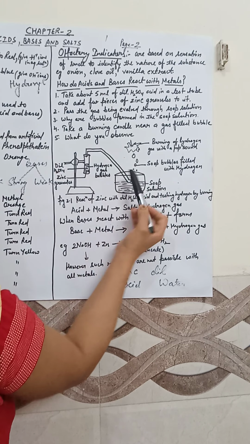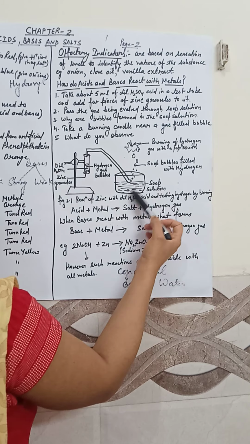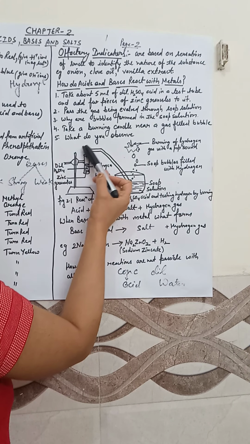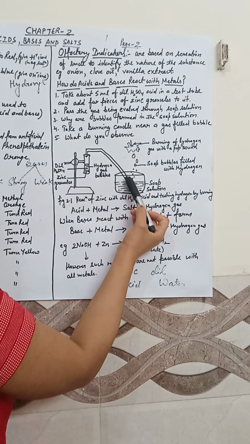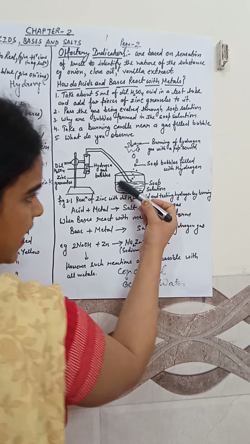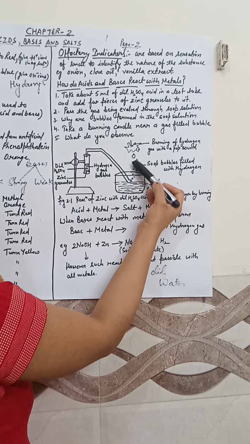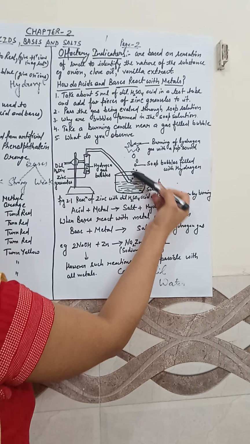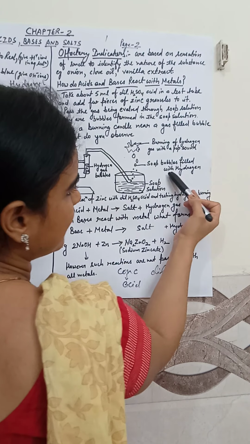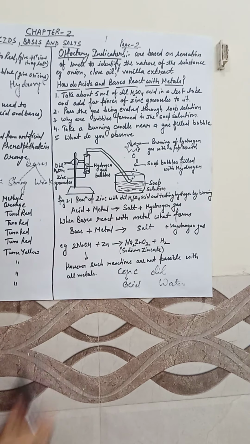This is a delivery tube, and this is a container in which we are taking soap solution. Whenever zinc reacts with H2SO4, gas evolves and comes out from the delivery tube. This gas passes through the soap solution. Whenever hydrogen gas passes through soap solution, bubbles form. These are the bubbles formed here. These soap bubbles are filled with hydrogen gas.